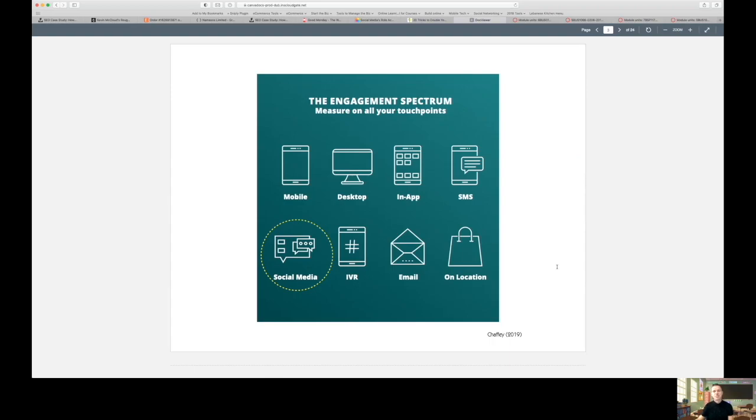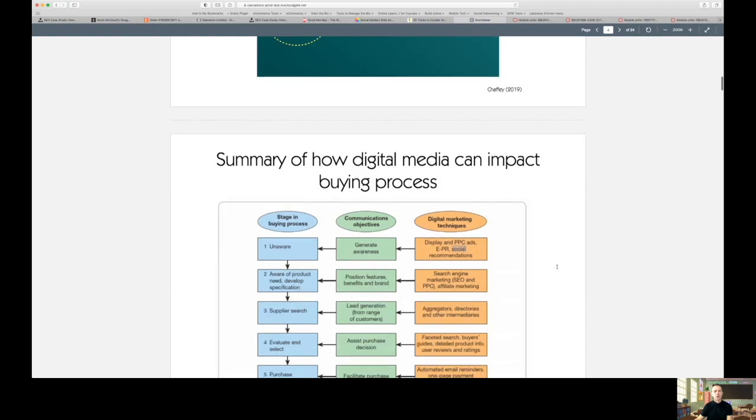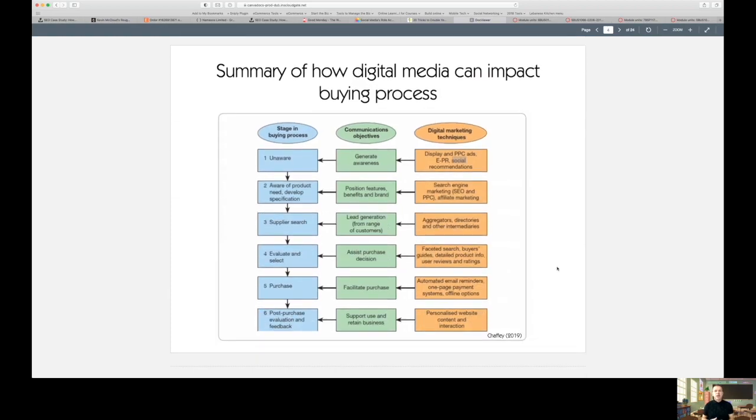So it's important to keep that in mind as we move forward into the module. Now, let's look at a summary of how digital can impact the buying process. Now, you might wonder, why are we talking about this now?